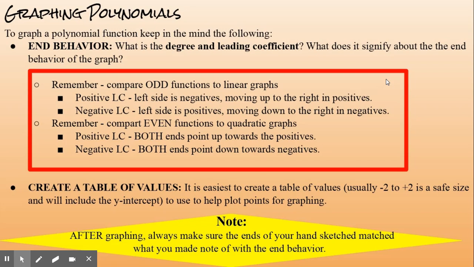And then I have a note on the bottom. After you graph, you want to make sure, do the ends of your hand-sketched graph match what you made note of with your end behavior? So it's important that you do that because your last point might look like it's going in a downward motion, but in essence, because you knew that it was a positive leading coefficient, it should end going upright towards the positive. So you want to keep that in mind. Somewhere it would end up turning around.